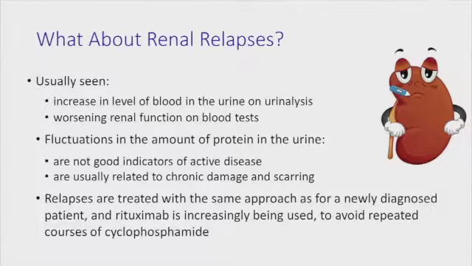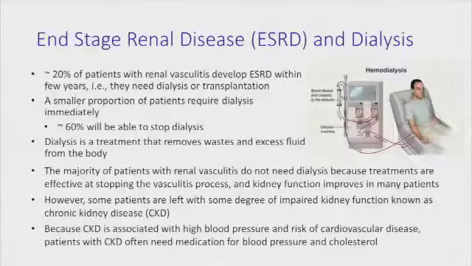As I mentioned before, fluctuations in the amount of protein in the urine are not good indicators of active disease. They can be related to chronic damage and scarring. They can also be associated with active disease, but just because we see increased protein, we cannot think that the patient is having a relapse. Relapses are treated with the same approach as for newly diagnosed patients, and rituximab is increasingly being used to avoid repeated courses of cyclophosphamide, which has many potential adverse effects.